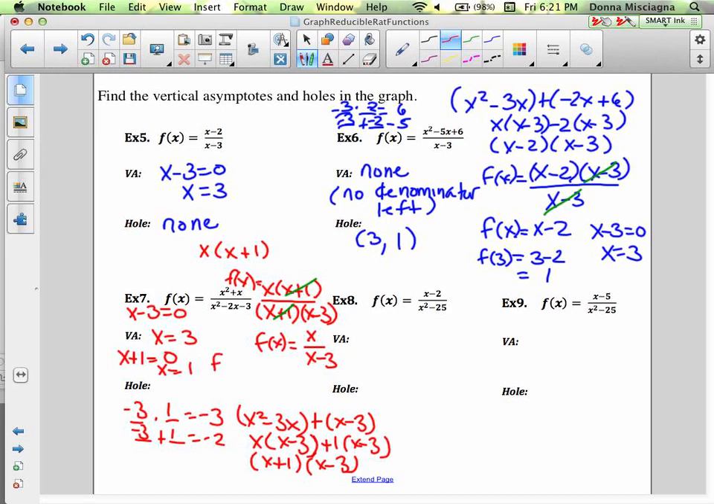So f of negative 1, we have to plug it into the reduced one, would be negative 1 divided by negative 1 minus 3. So that's going to be a positive 1/4. So we have a hole. Our function has a hole at negative 1, 1/4. There's a hole there.